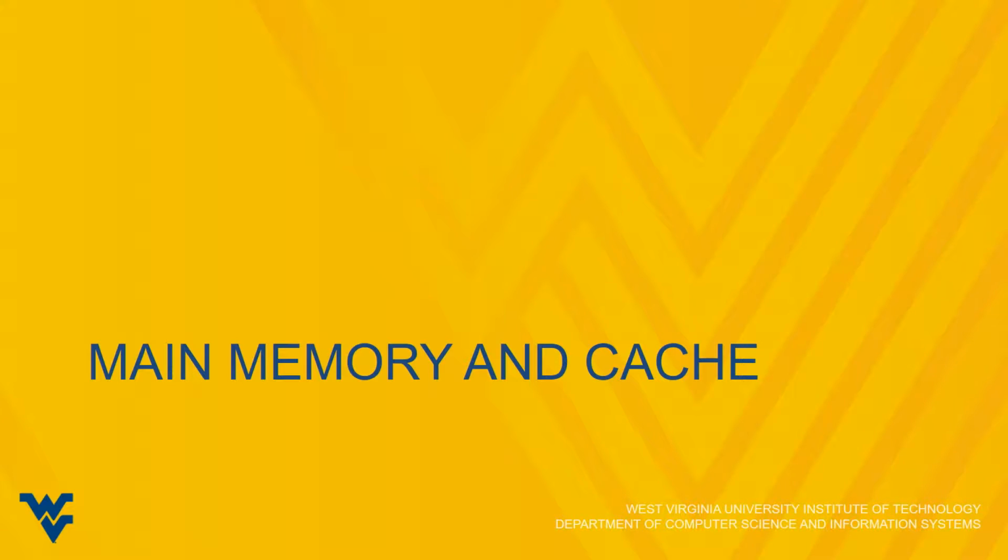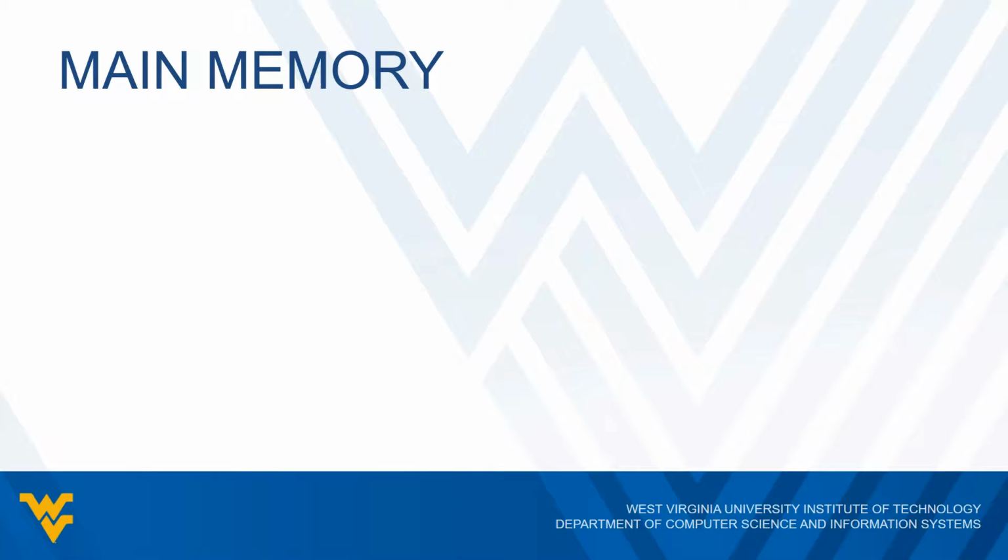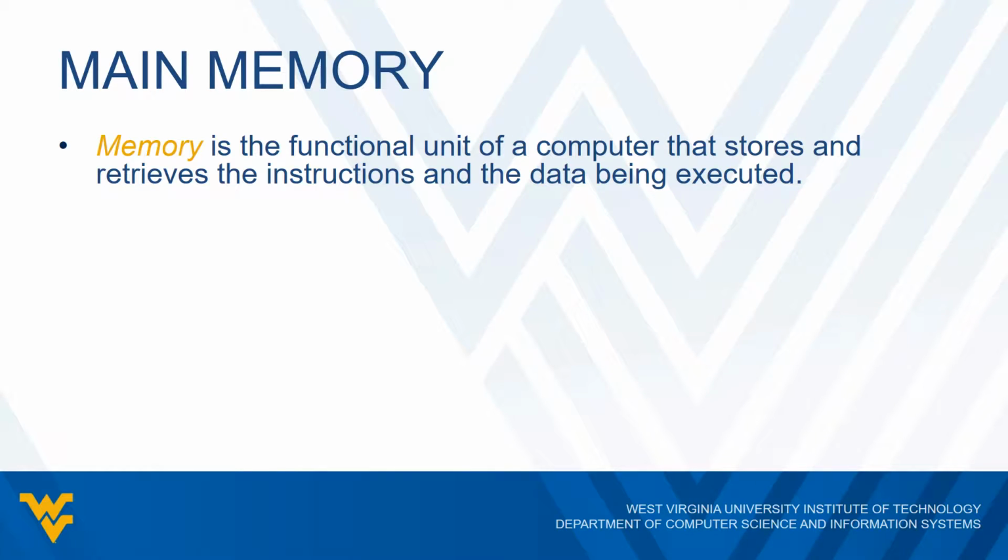We'll now discuss more about how the memory and the cache of our system is set up. Memory is the functional unit of a computer that stores and retrieves the instructions and the data that's being executed. Now, all information stored in memory is represented internally using the binary numbering system that we've previously talked about.